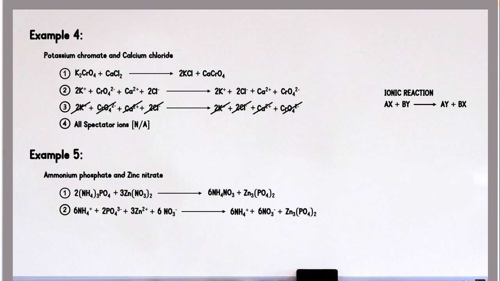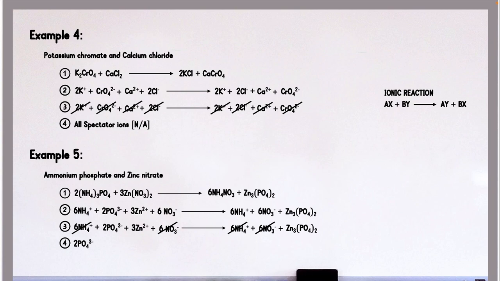All right? So now we're going to eliminate all the ions that are the same. So we're going to rewrite and now eliminate them. We have ammonium with ammonium, nitrate with nitrate. And that's it. Now we have phosphate plus zinc will give you zinc phosphate. And there you have it. So that is all the examples I have for today.